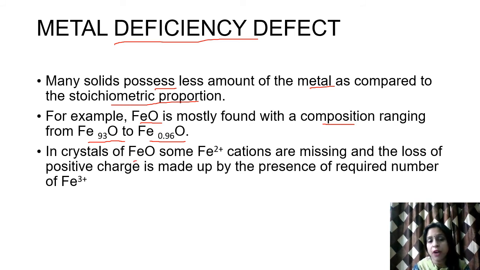In this crystal of iron oxide, some ferrous Fe2+ cations जो होते हैं वो क्या हो जाते हैं बेटा? मिसिंग हो जाते हैं, and the loss of positive charge is made up by the presence of the required number of Fe3+ ions. So that loss is balanced, but with that क्या हो जाता है आपका? stoichiometric proportion जो है वो क्या कर गई? vary कर गई, and such defects are known as metal deficiency defects. Okay, जिसमें कि मेटल की प्रोपोर्शन जितनी होनी चाहिए थी कंपाउंड में अकॉर्डिंग टू द स्टोइचियोमेट्री, वो ना होकर के उससे क्या हो गई? कम हो गई.